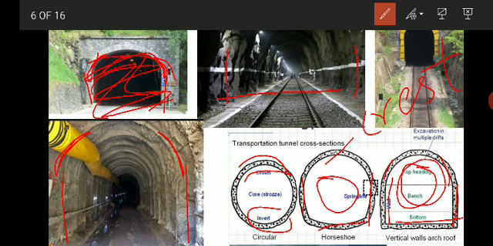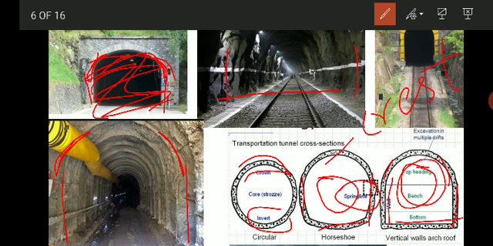Then there is one more called station. Station means the distance which is measured from the portal. The portal is the tunnel entrance, or the area near the tunnel entrance. Portal of the tunnel means the entrance of the tunnel. Then here there is one spring line. What is that spring line?